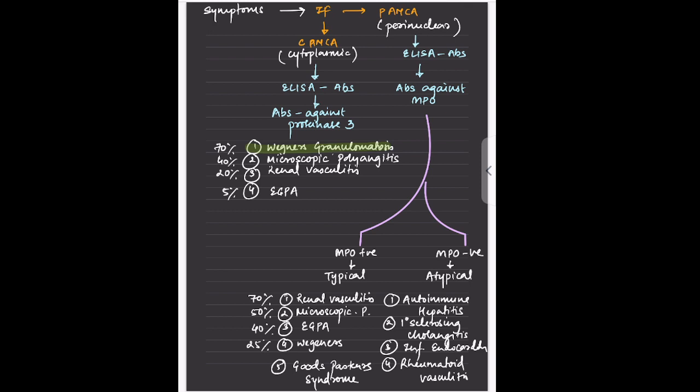Okay, so if the P ANCA has antibodies against MPO and MPO is positive, it is typical. If it is not, then it is atypical. If it is MPO, then the first thing that should come is renal vasculitis, then microscopic polyangiitis, then EGPA, then Wegener's, and then Goodpasture. In this, we have SIRA, that is cystic fibrosis, primary sclerosing cholangitis, rheumatoid vasculitis, autoimmune hepatitis, inflammatory bowel disease.